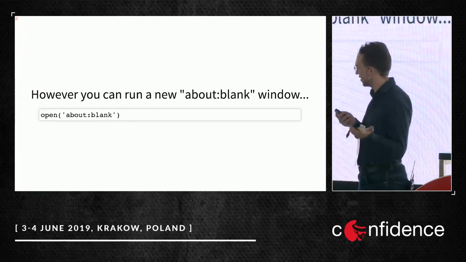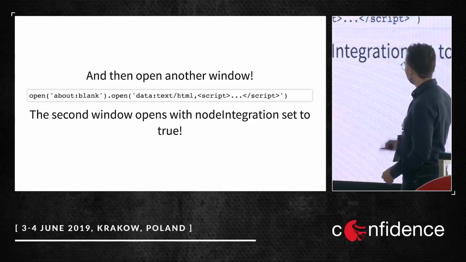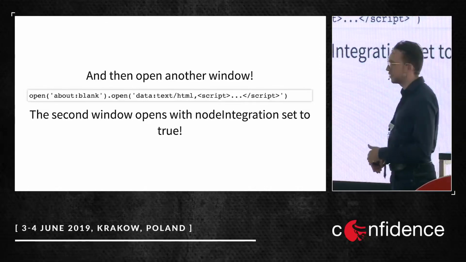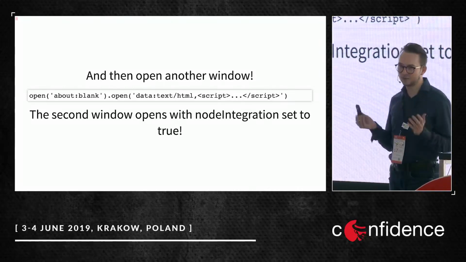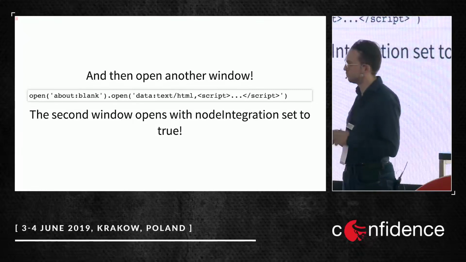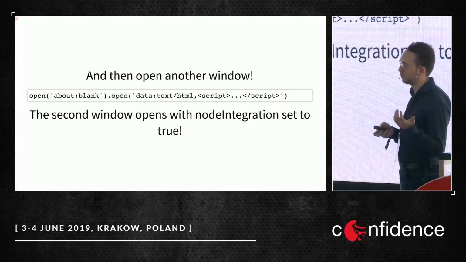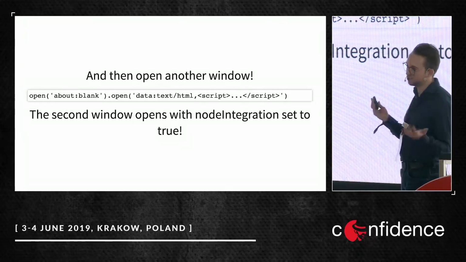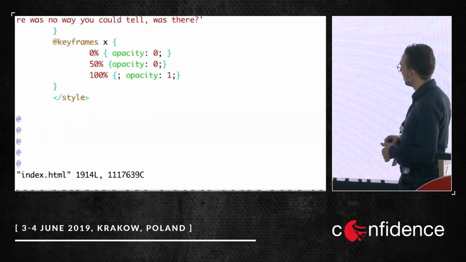However, and this is pretty funny, when you open another window from that about:blank, the second window opens with node integration set to true by default. This was actually a security issue in Electron, and it was possible to bypass all the secure web preferences that you set before. So let's check it. I'm going to modify the earlier example a little bit.